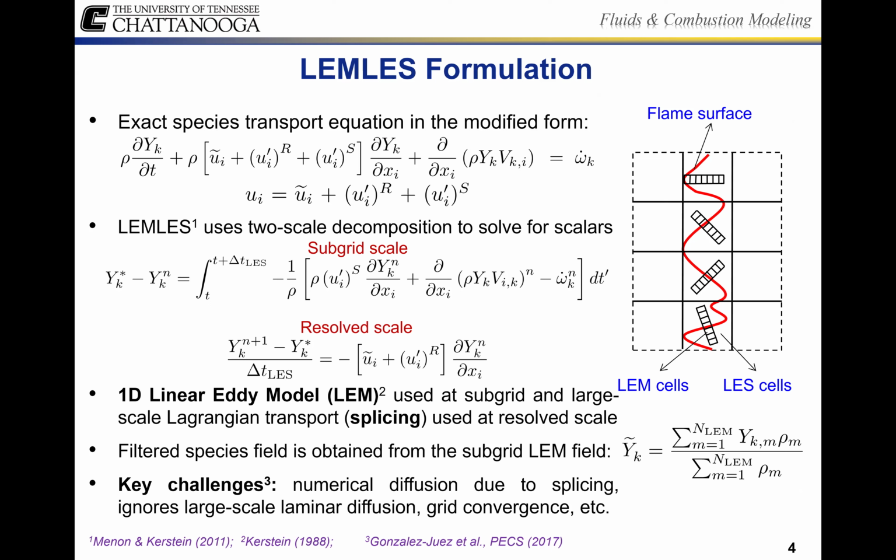Finally, in LEMLES, after the completion of the two-step process, the filtered species field, which is necessary in the LES equations, is obtained from the subgrid 1D LEM fields. Some of the key challenges here are the lack of numerical diffusion due to that splicing algorithm, the ignoring of the large-scale laminar diffusion, and grid convergence.